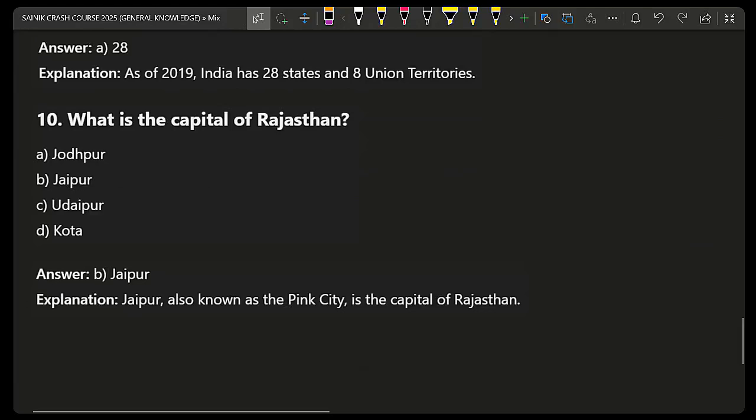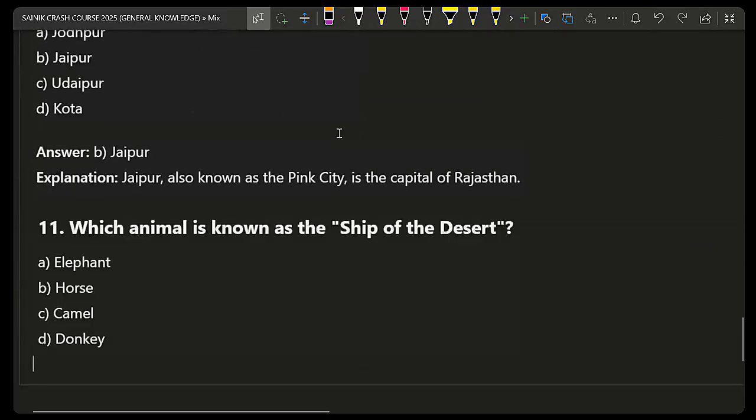Simple question. Which animal is known as the ship of the desert? Elephant, horse, camel, donkey. Option A, elephant. Option B, horse. Option C, camel. And option D, donkey.